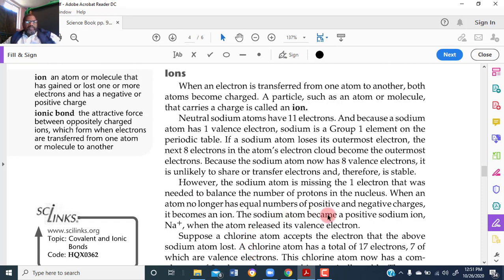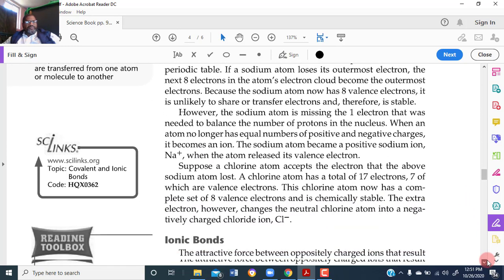The sodium atom became a positive sodium ion because it is plus. This means it has more protons than electrons. So when the atom released its valence electron, it became positive. It was balanced, and it became positive, for whatever reason, when it released that electron.